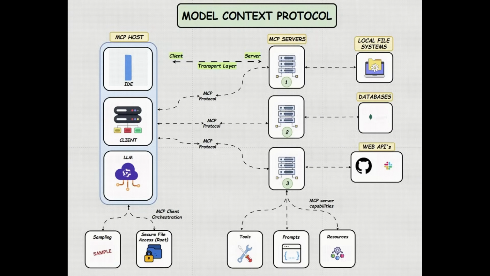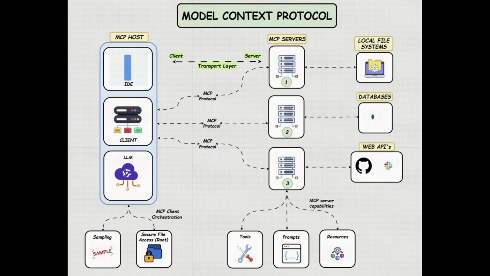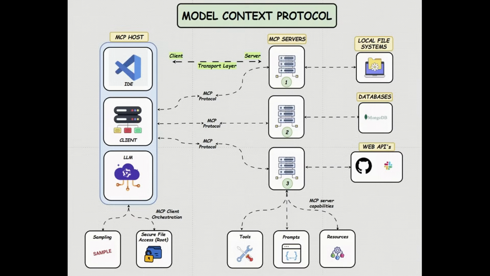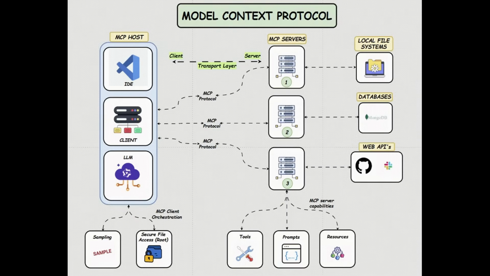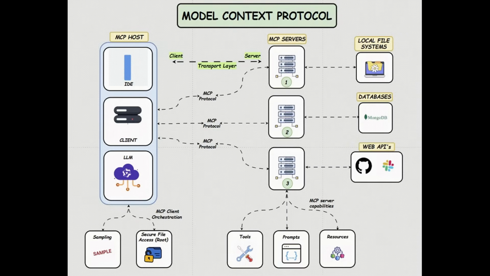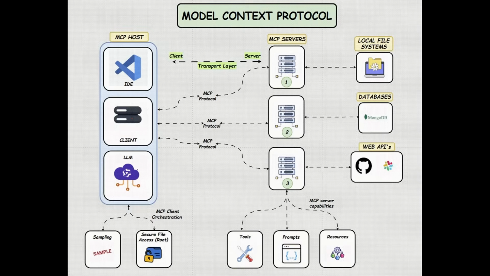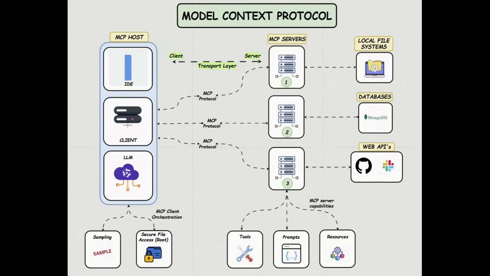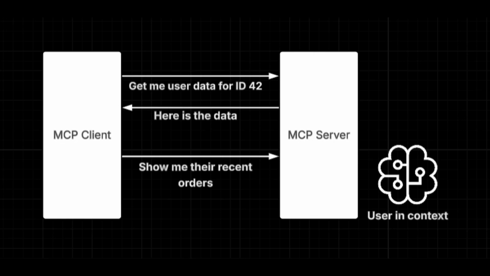Here's the most important part. MCP is stateful and conversational. When you're using an API, you make a request, get a response, and that's it. But with MCP, the server and client have an ongoing conversation. For example, first request, get me user data for ID 42. Second request, now show me their recent orders. The server remembers the context from the first request. This is crucial for AI applications because AI works through conversation and context.